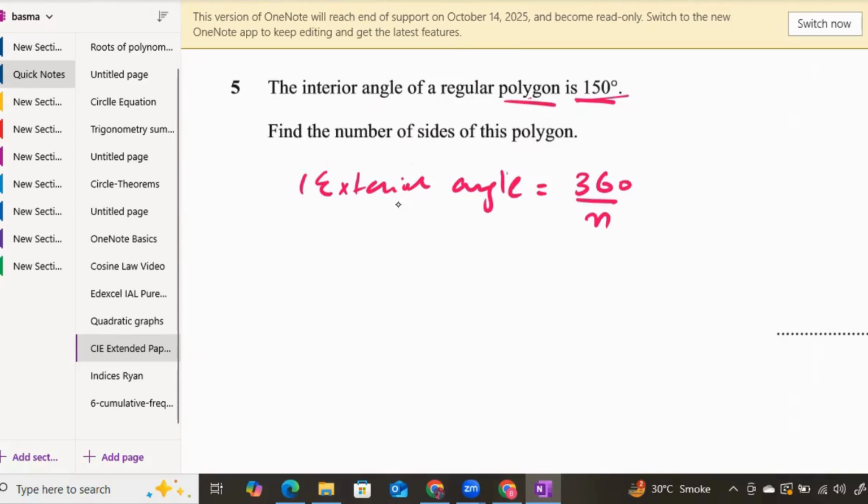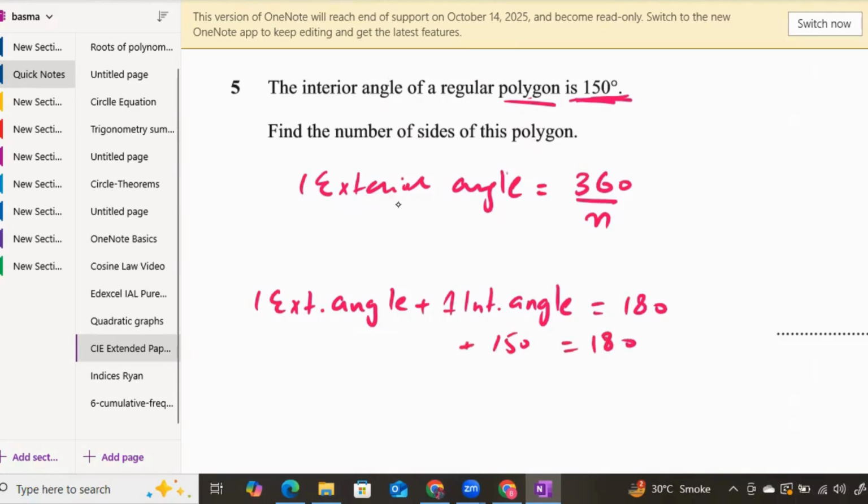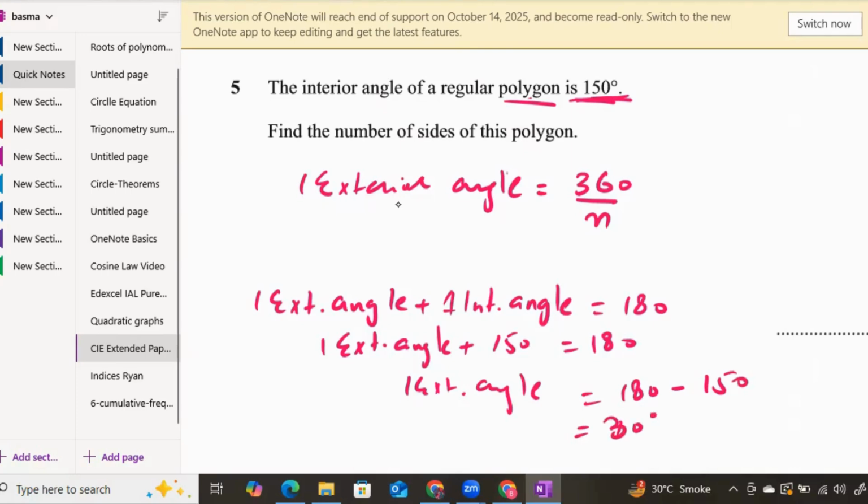Also, we know that for a polygon, one exterior angle plus one interior angle adds up to 180. Always one exterior plus one interior angle will add up to 180. So we know one interior angle, which is 150. So 150 plus one exterior angle gives you 180. Obviously you move the 150 to the other side and it becomes minus, and 180 minus 150 is 30 degrees. So one exterior angle is 30 degrees.